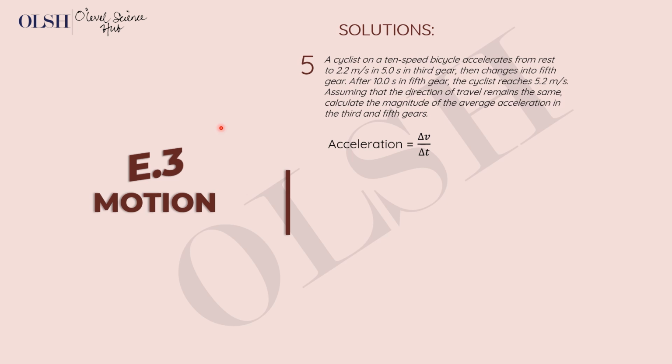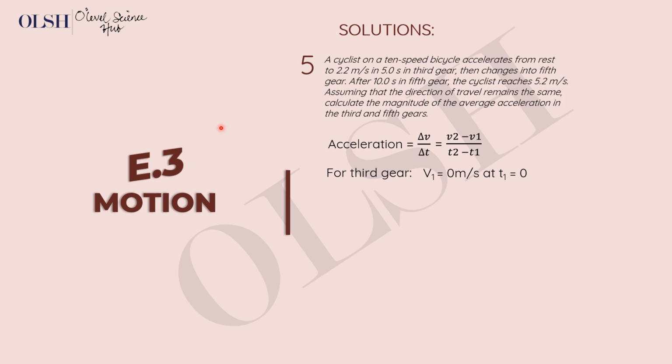So if that's the case, we know that for every one of the gears, the change in velocity will be v2 minus v1, and then t2 minus t1 for the change in time. So for the third gear, which is the first gear that was used, he accelerated from rest to 2.2 meters per second. So our change in velocity is 2.2 meters per second minus 0.